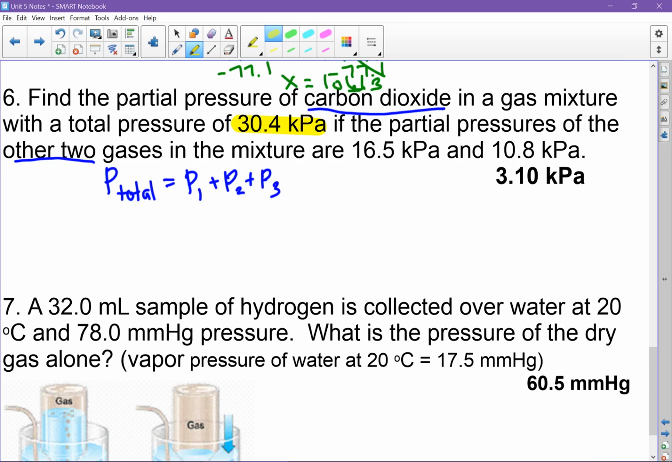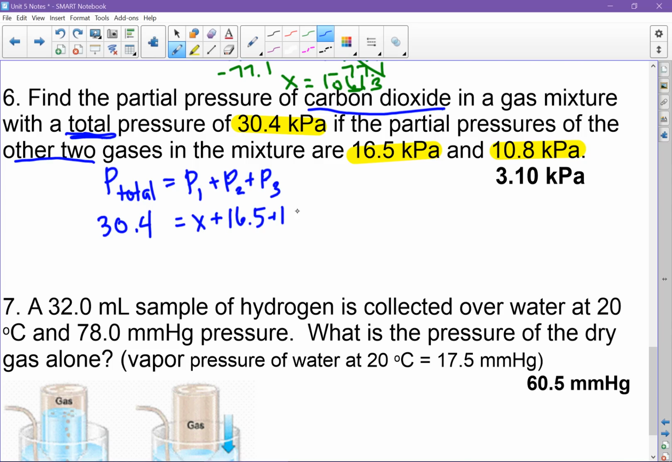Now let's find all the numbers that we want. There they are. It asks me to find the partial pressure. These are the partial pressures over there, so you're looking for one of those. Total is the word right there, so that tells me 30.4 is my total pressure. Don't forget to write your plus signs when you're working. Put your other partial pressures in.